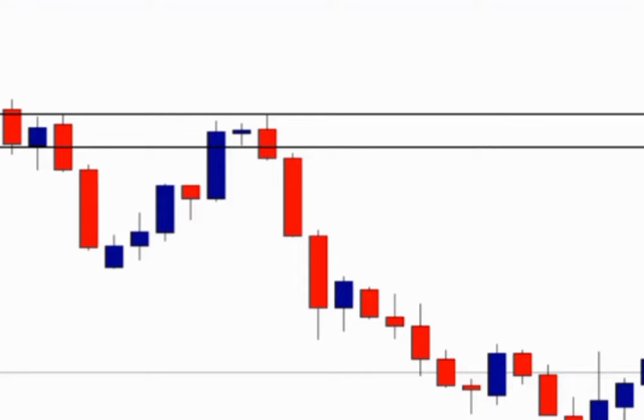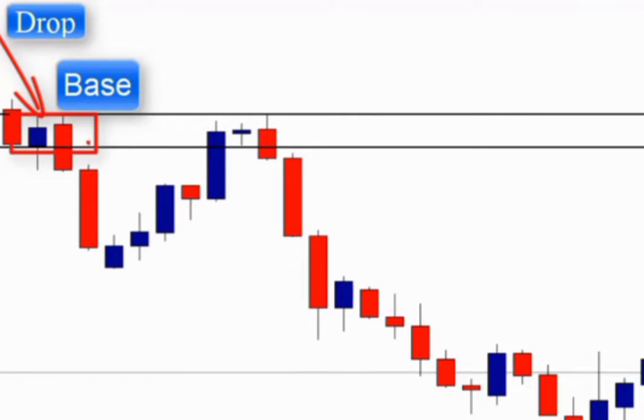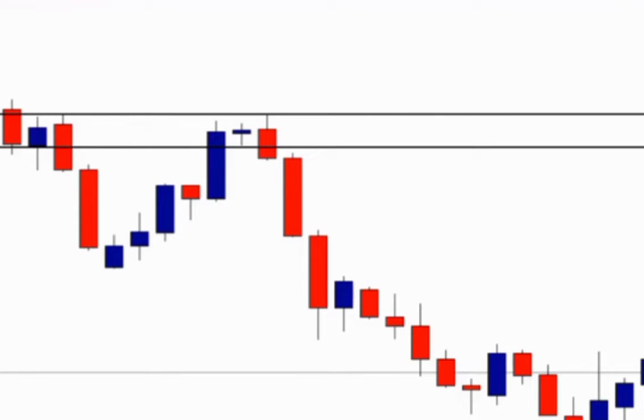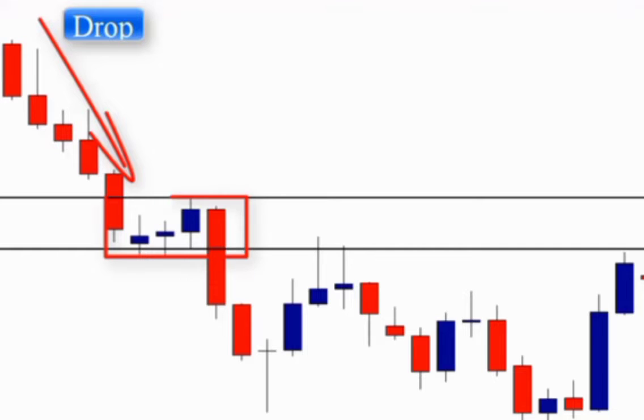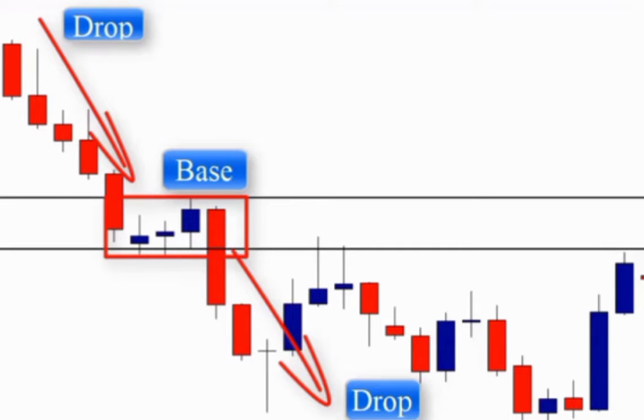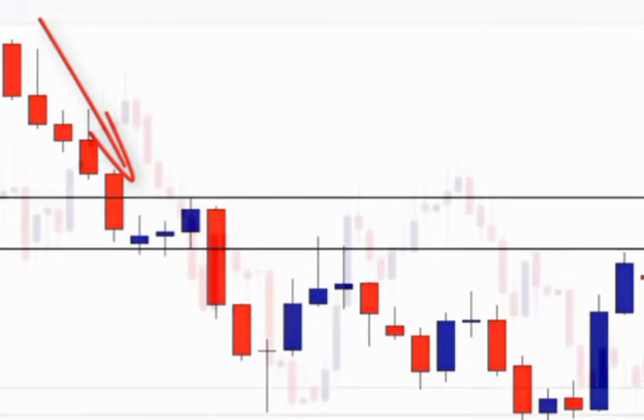This is another example. A drop followed by a base and a drop. When the market returns to test this supply zone, prices go down. Let me give you another example. This is another daily chart example that shows a clear drop-base-drop continuation pattern. So this is the first move down, base or consolidation, followed by another move down. This is the supply zone, and when the market returned to test it, it was obviously rejected.